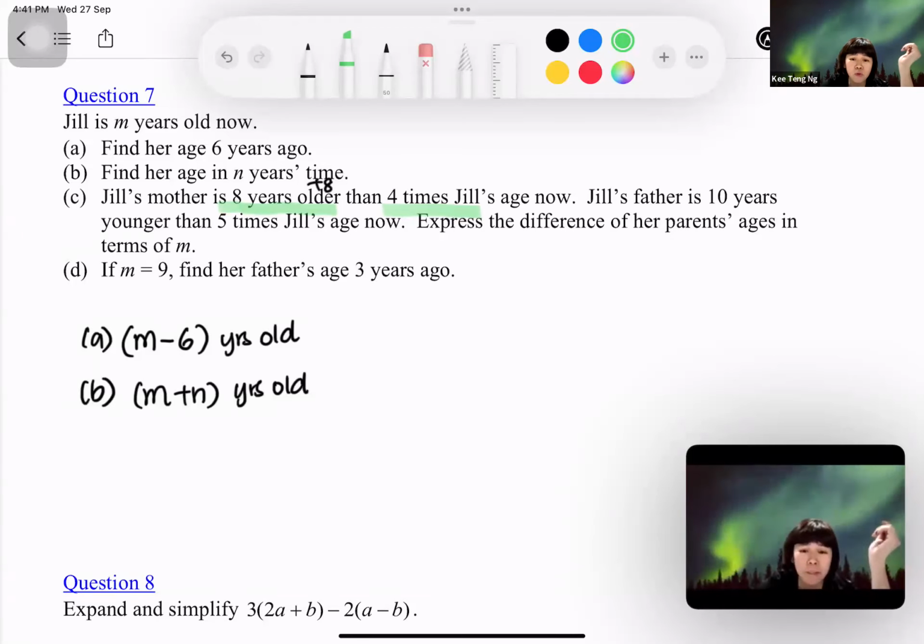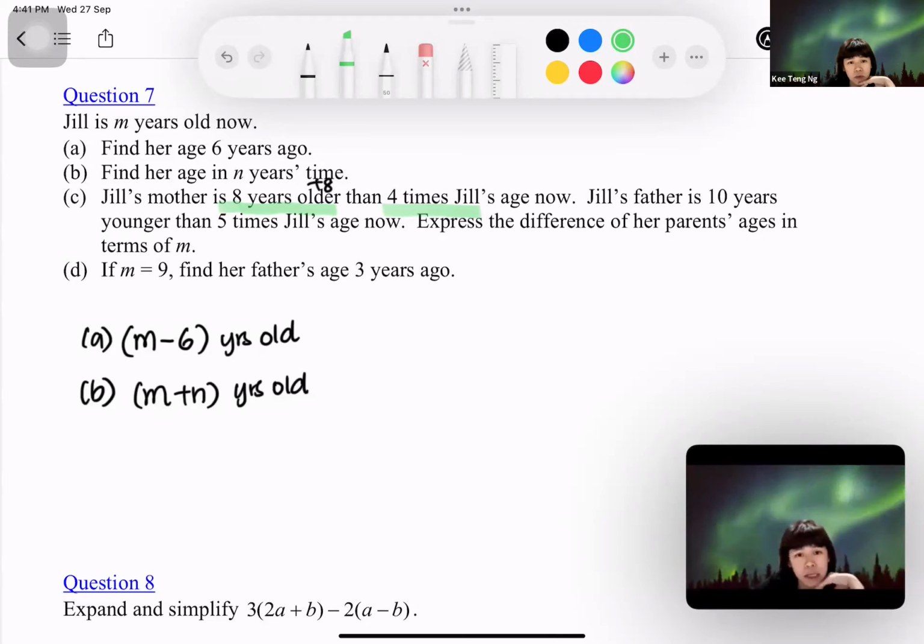There's no number to work out. It's just n minus 6. The expression is just n minus 6. It says write an expression. So unless they tell you in part D, later on, they give you the m, then you work out the number. So for part A, part B, never work out any number.